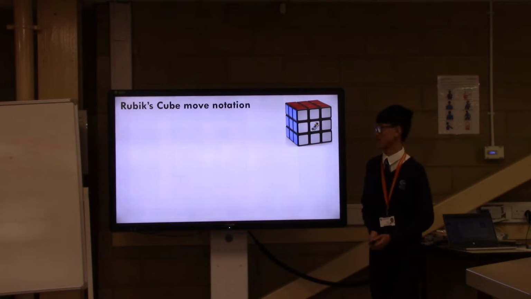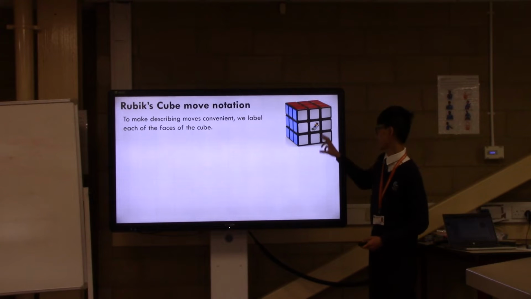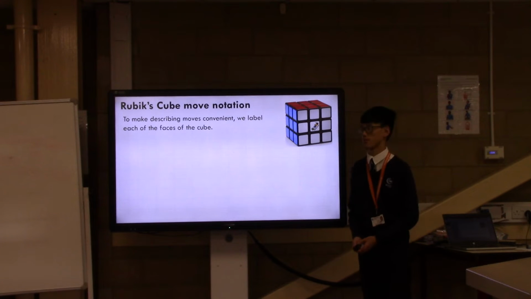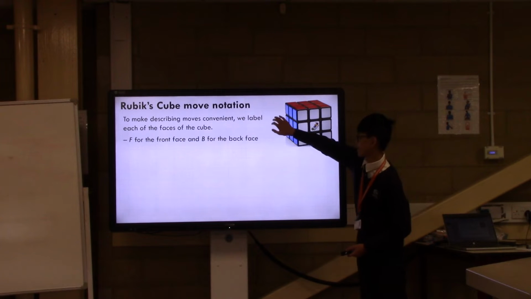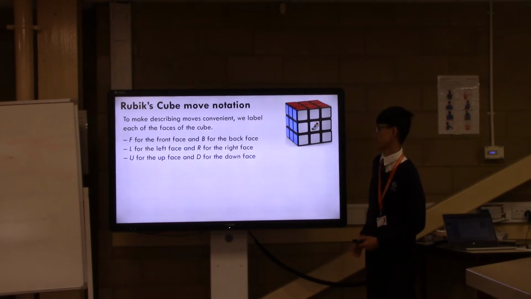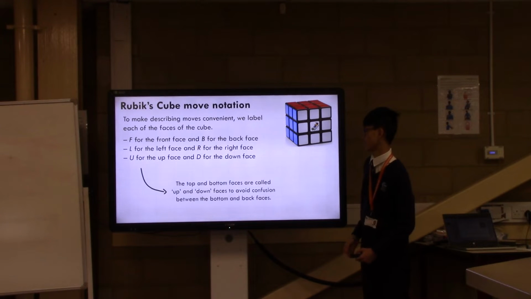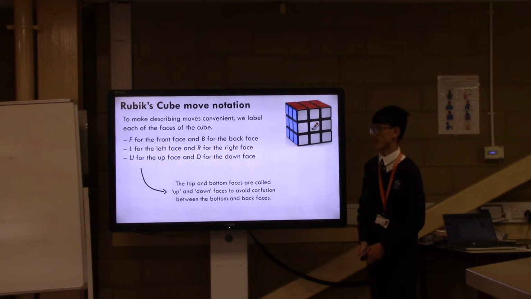So there's a little bit of notation as well for the Rubik's Cube. We can label each of the faces to make describing moves more convenient. That would be F for the front face and B for the back face, L for the left face and R for the right face, and U for the up face and D for the down face. And that's just to avoid confusion between the bottom and back faces. So we call them up and down, U and D instead.